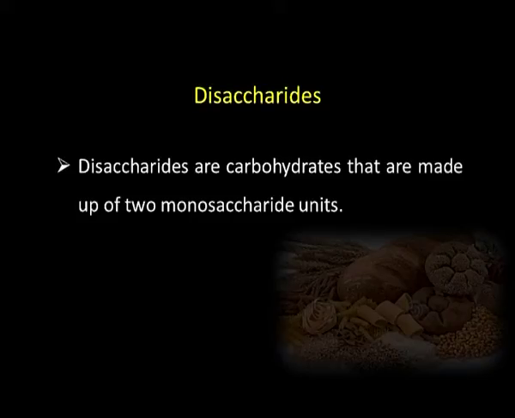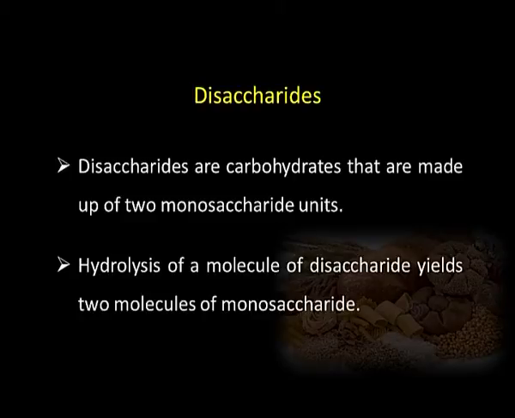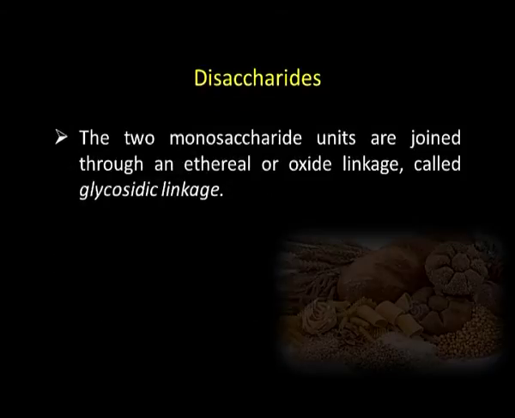Now next we talk about disaccharides. Disaccharides are carbohydrates that are made up of two monosaccharide units. That is, hydrolysis of a molecule of disaccharide will yield two molecules of monosaccharide. The two monosaccharide units are joined through an ethereal or oxide linkage called glycosidic linkage.